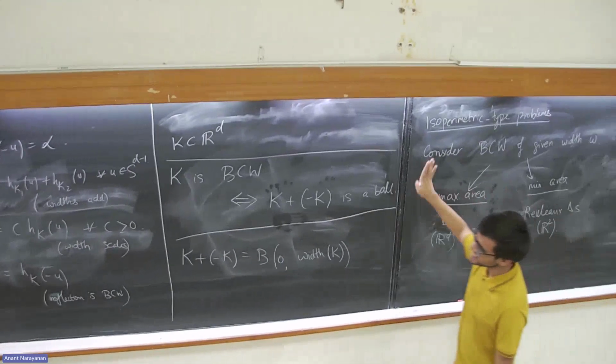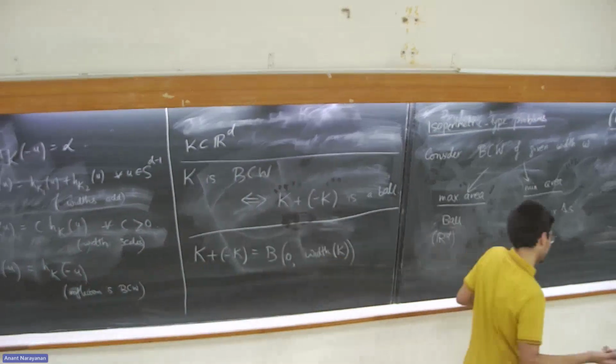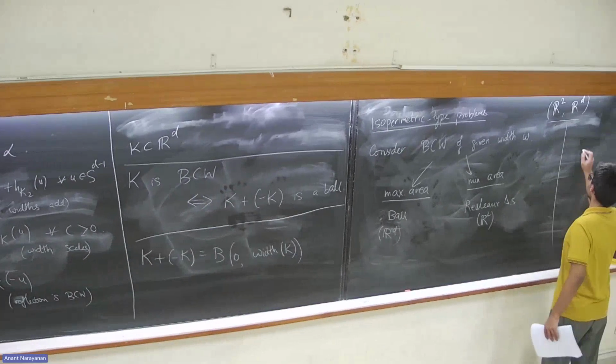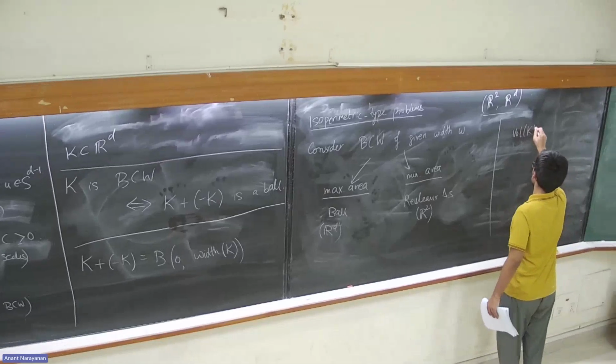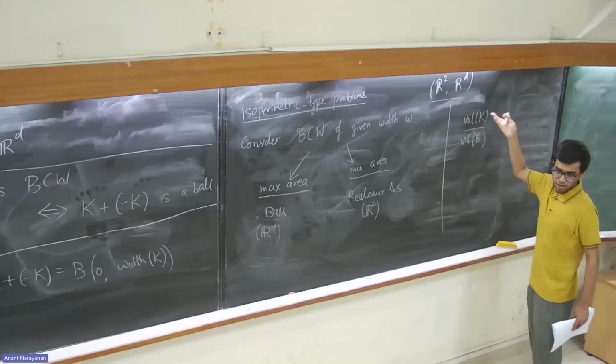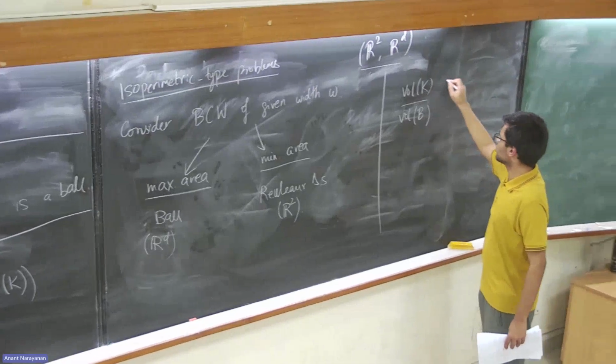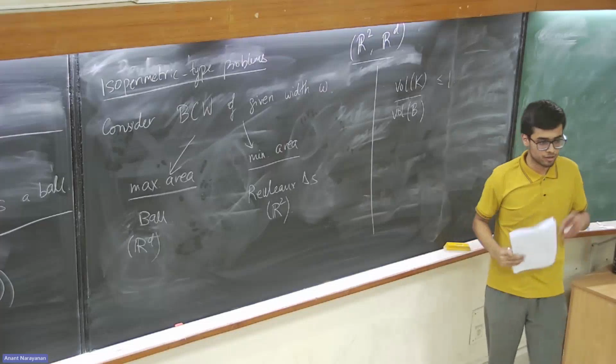Take any convex body K of constant width. The volume of K is bounded by the volume of the ball. Now I know that the volume of K over the volume of the ball, of a particular radius, which is the fixed width divided by 2, is less than or equal to 1. This is what you know.